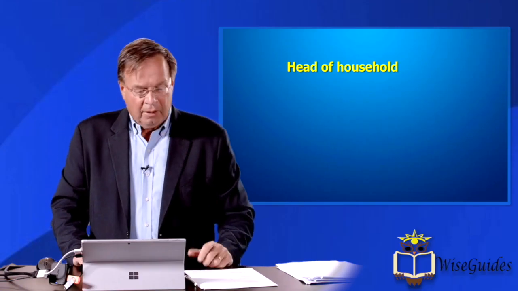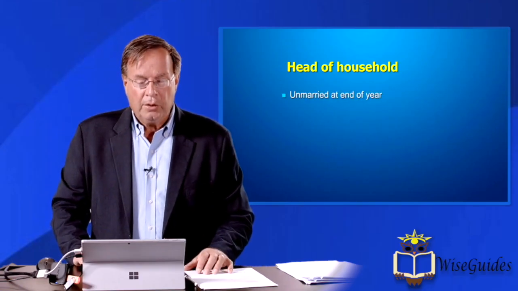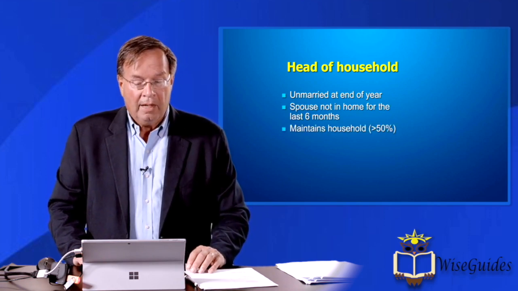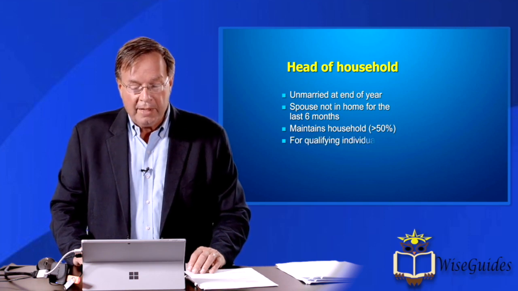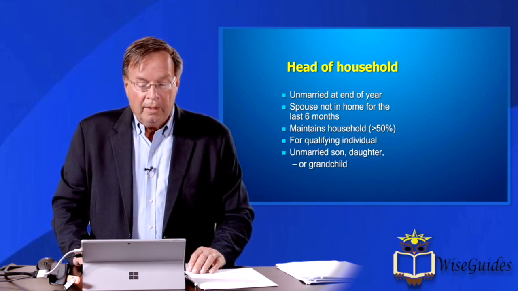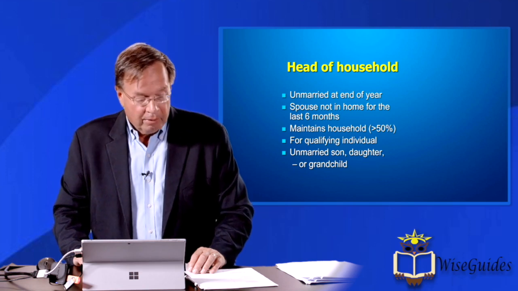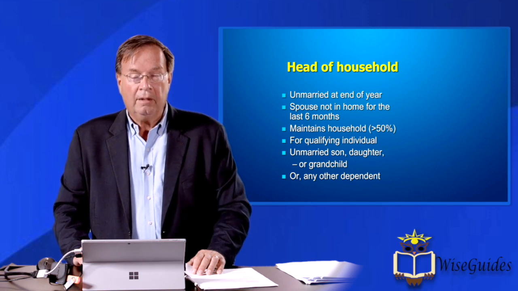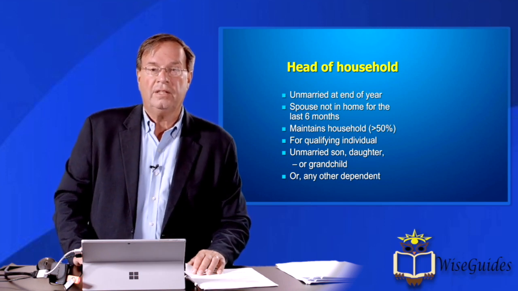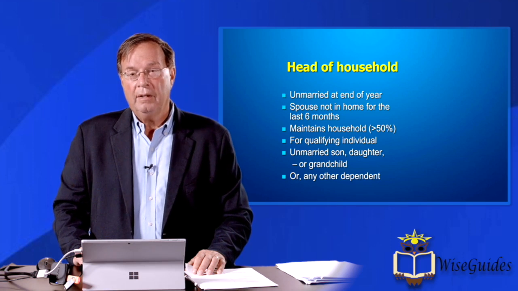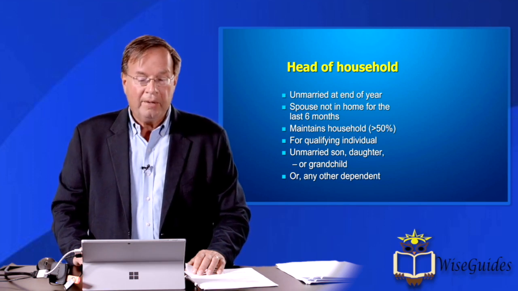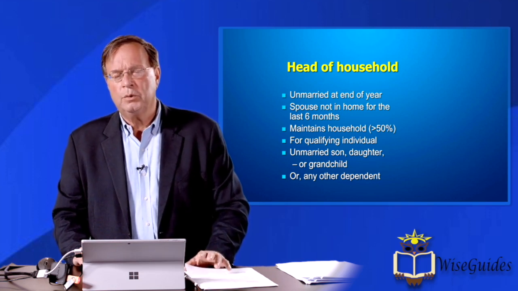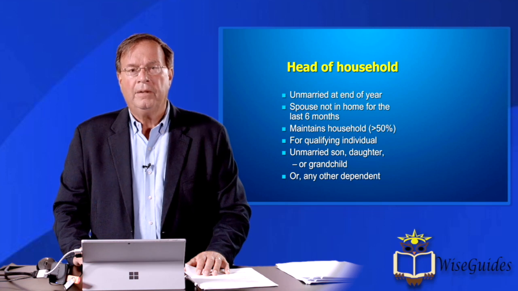And then finally, head of household is the next one. You're not married at the end of the year. Your spouse has not lived in the home for the last six months. You maintain the household, which is more than 50%, for a qualifying individual or an unmarried son, daughter, or grandchild, and any other dependent as well. There's also a way, in certain circumstances, because I just finished a tax return, of somebody who's still married but is considered to be unmarried for head of household status because they've been abandoned. So there are different rules to all of these, which is to say, take a look at the publication, but that won't be on the test.